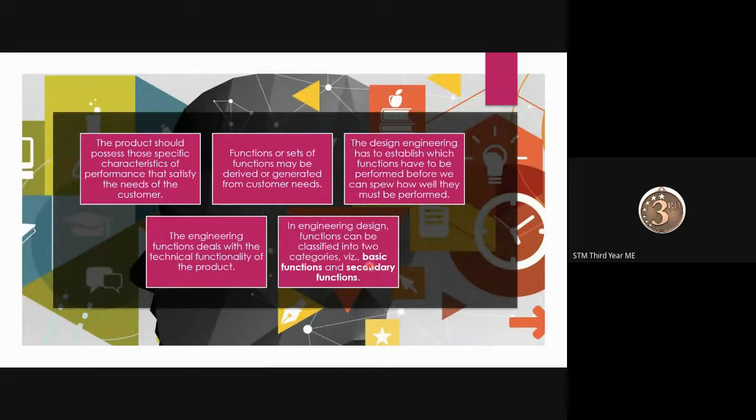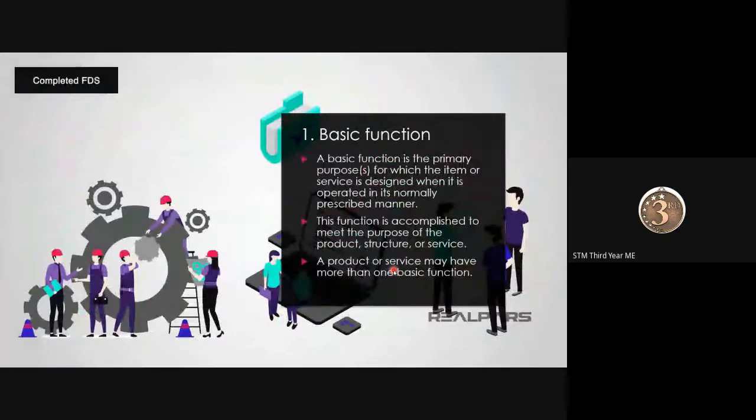One is basic functions and the other is secondary functions. So we will look at what a basic function and a secondary function are. A basic function is the primary purpose for which the item or service is designed when it is operated in the normally prescribed manner. One example: you have all heard about chairs, right? A chair is used for the purpose of sitting. That is called the basic function. Chairs are used for sitting. That is the basic function of a chair.